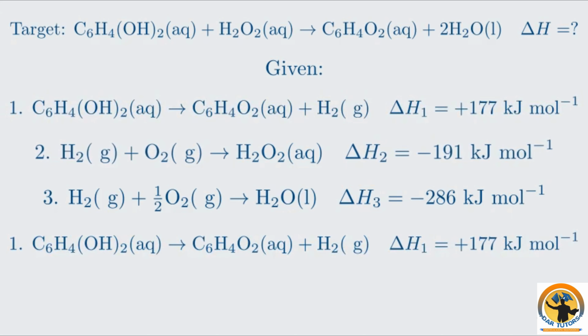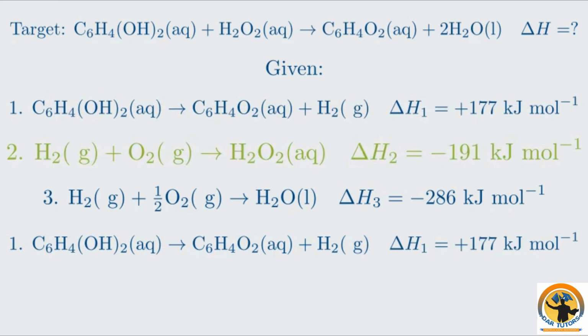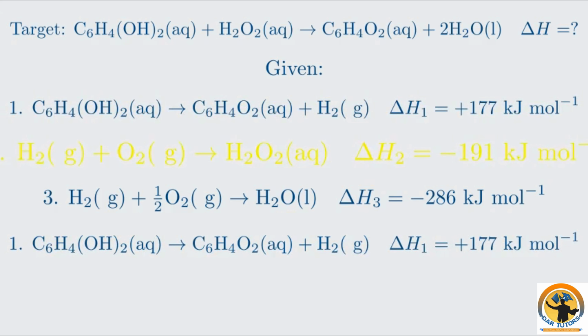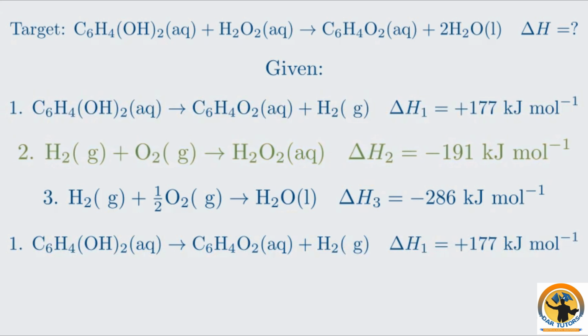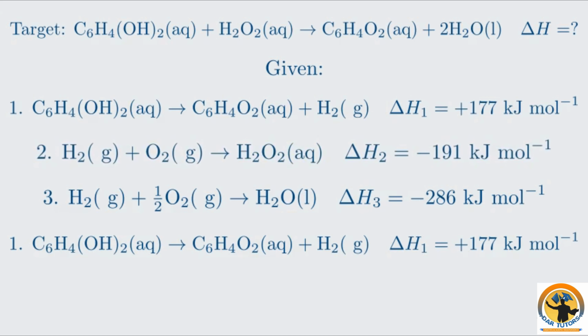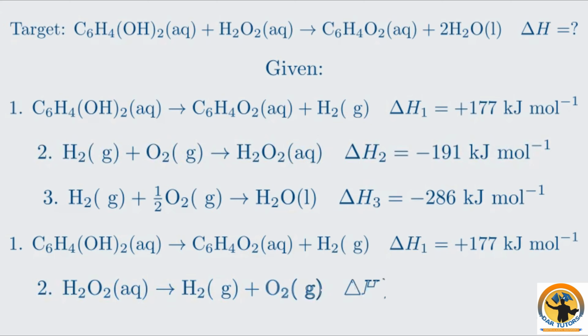Next, we need hydrogen peroxide, H2O2, on the reactant side. Reaction 2 has H2O2 as a product. To get it on the reactant side, we must reverse the reaction. When we reverse reaction 2, its enthalpy change becomes positive 191 kilojoules per mole.